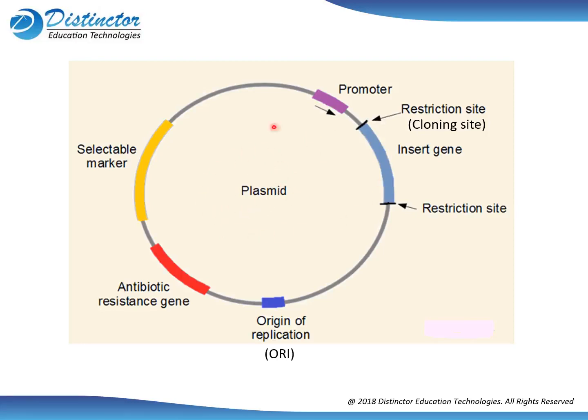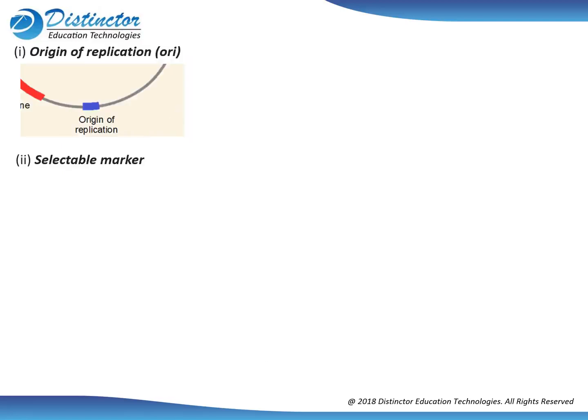So basically a cloning vector should have some important parts. One is the origin of replication, in short form called ORI. Another one is an antibiotic resistant gene. Another one is a selectable marker. Another one is a restriction site or a cloning site. Now we are going to study how these parts work and what function they have. So now we are going to see each part and its function.